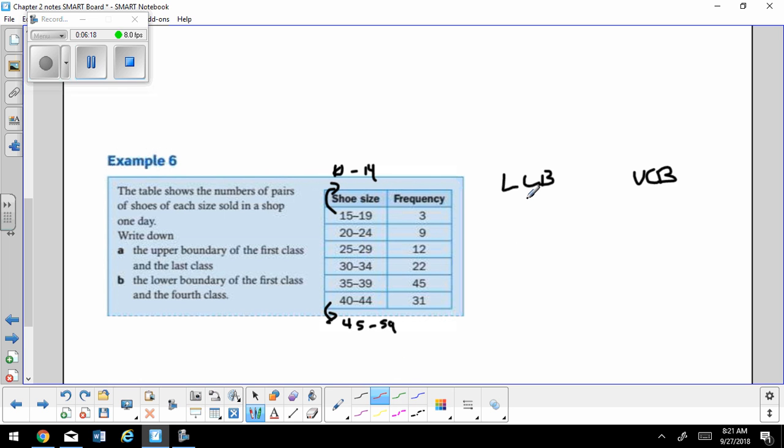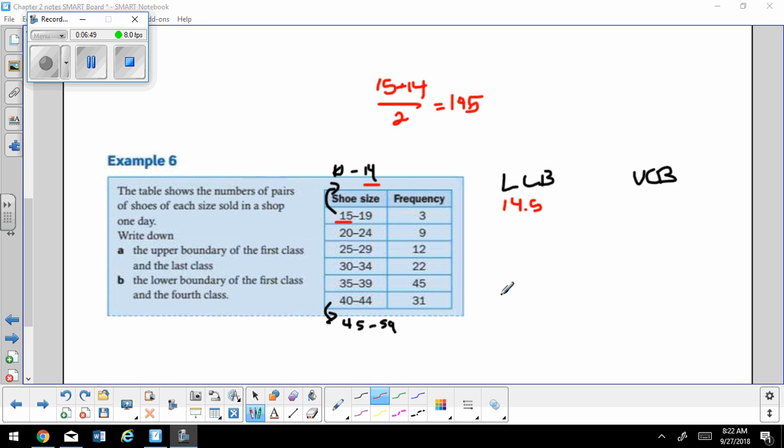To find the lower class boundary of my first class, I have to compare it with the upper class boundary of the previous one. So I'm now finding the average between 15 and 14. 15 plus 14, you divide that by 2, you're going to get 14.5. I know that looks like a 9, but it's not. So, 14.5.